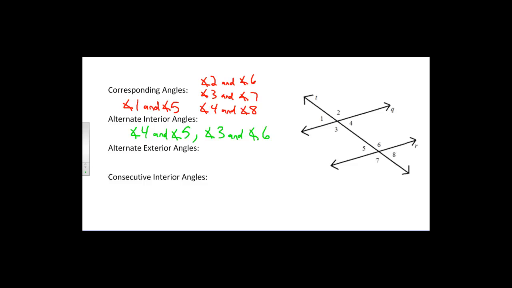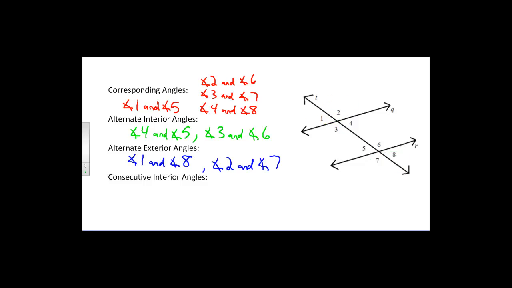Alternate exterior angles, using the same logic, are angles that are on the exterior of my two lines and on alternate sides of the transversal. So again, I have two sets here as well. Angle 2 and angle 7 would be one set of alternate exterior angles. Angle 1 and angle 8 would be the other.